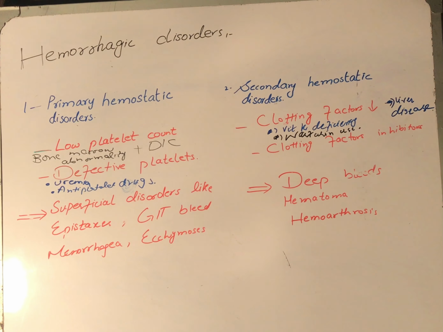Now switch back to the primary hemostatic disorder. Let's have a diagrammatical view. Consider this is our endothelium. Now we know we have a layer of endothelial cells. And then we have a subendothelial layer in which our connective tissue, collagen, etc. is present. And the third layer is of smooth muscle cells.